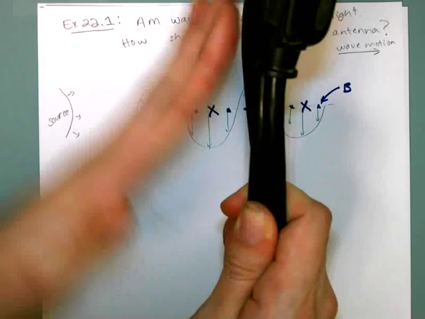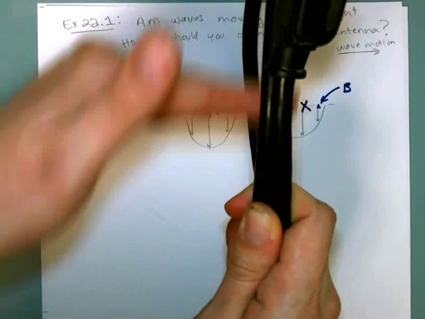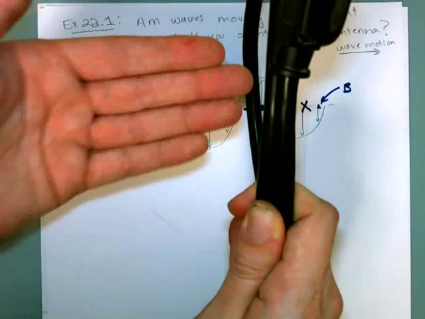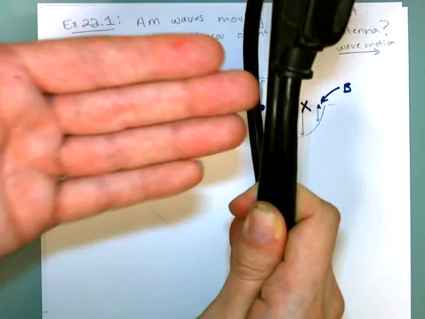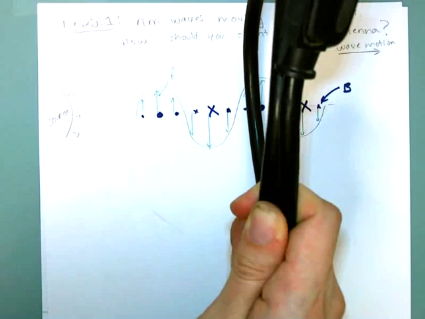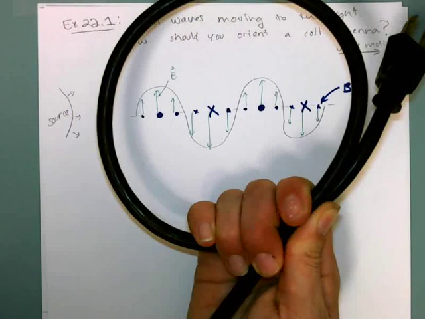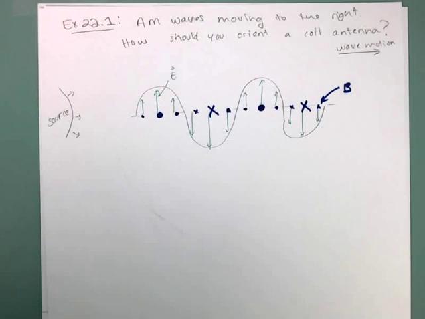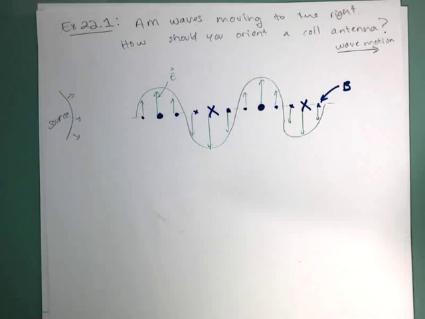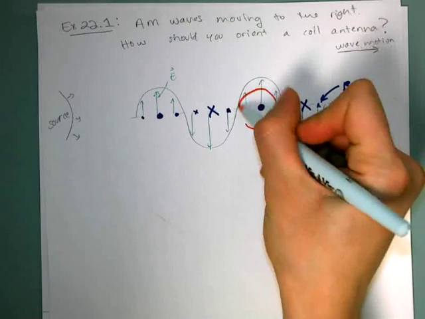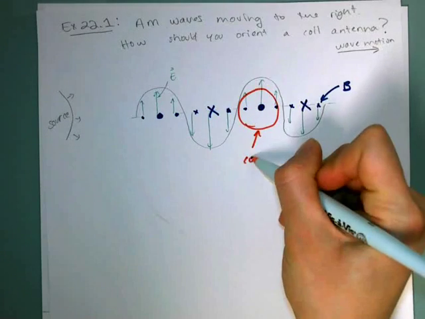A way that would not work would be if I oriented my coil like this. Then as the wave passes through, it would be sensing the up and down motion of the electric field, but the in and out motion of the magnetic field changing back and forth like that actually would do nothing here. So we would want to orient our coil like this. So I will draw that.